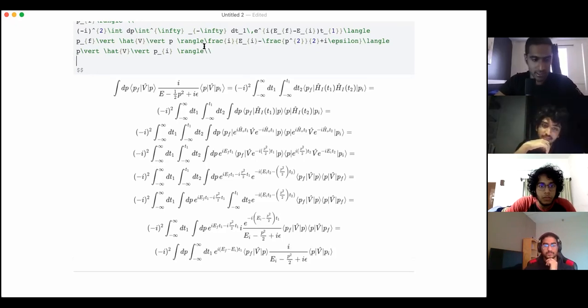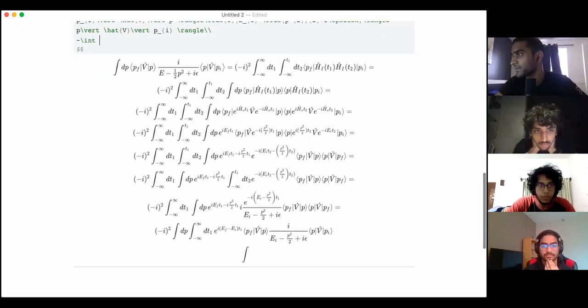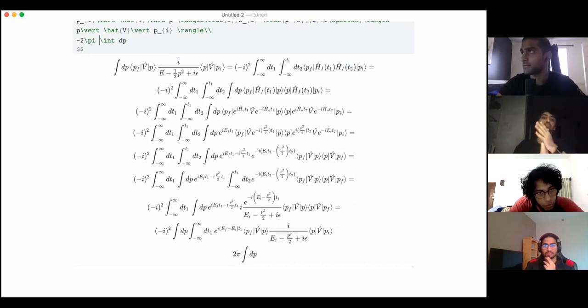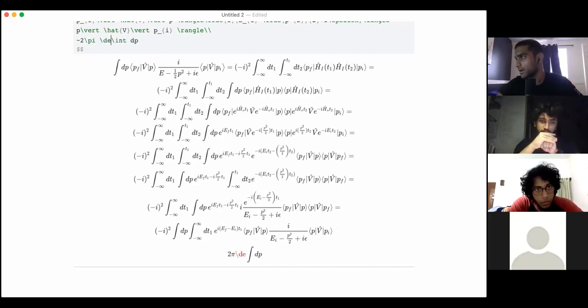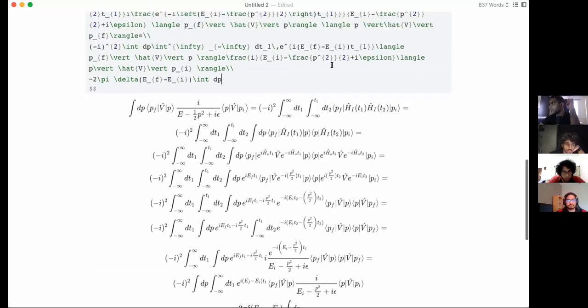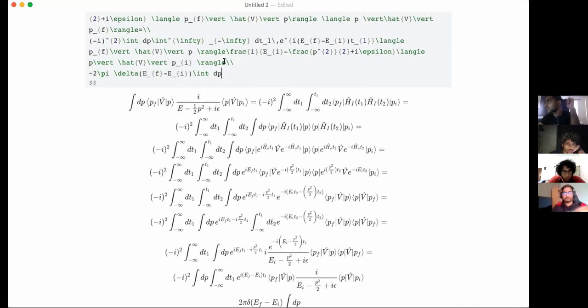I finally get something that goes like integral dp with a delta function, 2 pi delta of E_F minus E_I, times the rest, which is what we started with. So congratulations to us.